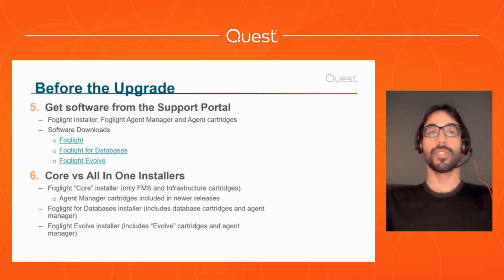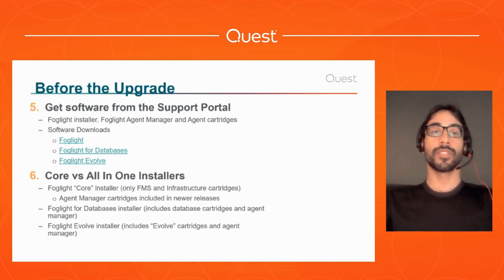The Foglight for Database installer also includes most of the database cartridges and Agent Manager cartridges. The database cartridges are available individually, but using the all-in-one installer can simplify and reduce the time it takes to complete the upgrade, as most of the necessary components will be installed together.